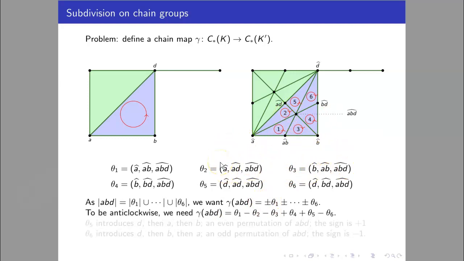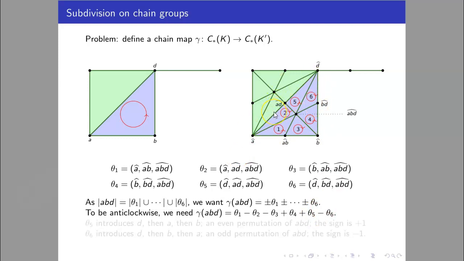So what we want is to have gamma ABD. We should have theta 1 with a plus sign, theta 2 with a minus sign, because if we just do theta 2 in the obvious way, A hat, AD hat, ABD hat, that's clockwise, so we have to put in a minus sign to make it anti-clockwise. Similarly, theta 3 has to be with minus, theta 4 has to be plus, theta 5 has to be plus, theta 6 has to be minus.